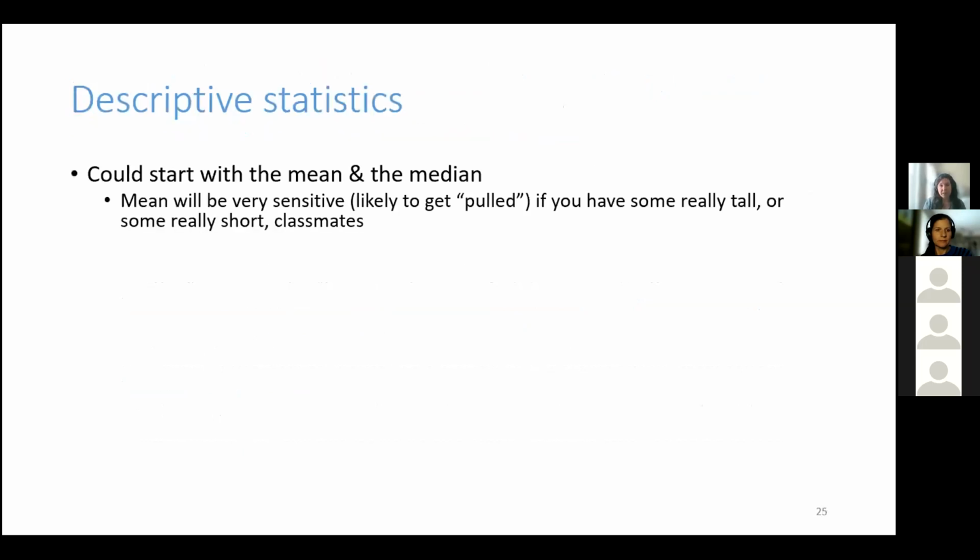So let's talk about descriptive statistics. I could start with the mean and the median of the heights in the sample that I've measured. The mean will be very sensitive, or likely to get pulled, if some of your classmates are super tall or some are super short. If you have both some super tall and some super short classmates, then the mean won't be as affected. But if for some reason you have one person in your class who's 7'7", then that mean is going to get yanked really far towards taller heights. So just being conscientious of how sensitive the mean is important.